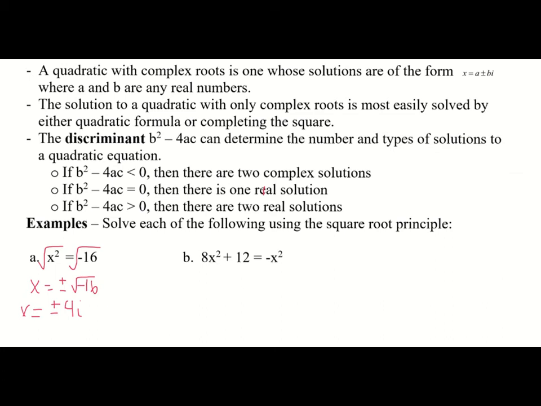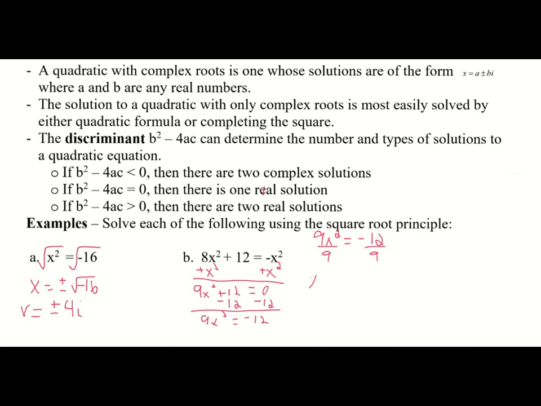All right, for B, we're going to do a little bit of work here. First, let's get our x squared terms together. So we have 9x squared plus 12 is equal to 0. Let's subtract 12 from both sides. So 9x squared is equal to negative 12. And then we are going to divide everything by 9.